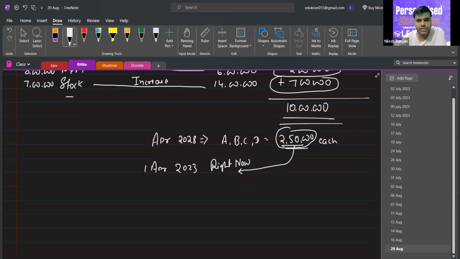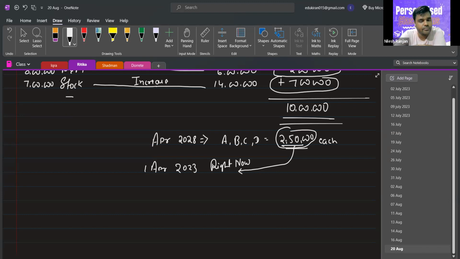Did you understand the concept or not? Yes, sir. So D is getting 2,50,000 in 2028. So we will say to him that this is not your profit, but you are getting this. You are getting 2,50,000 in 2028. So this 2,50,000 you have to give us back right now, in the present, in April 2023.